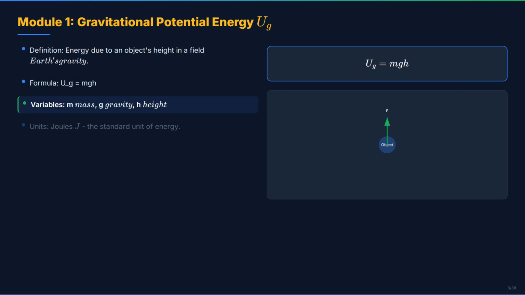Remember the order. Make sure you know what each variable represents. m is in kilograms, g is the acceleration due to gravity, and h is the vertical height. Since it's an energy measurement, our units are joules, J. Remember that 1 joule is 1 Newton meter, N·m.